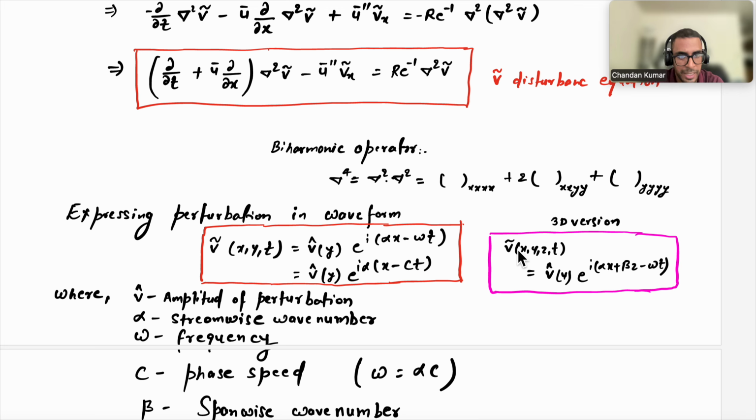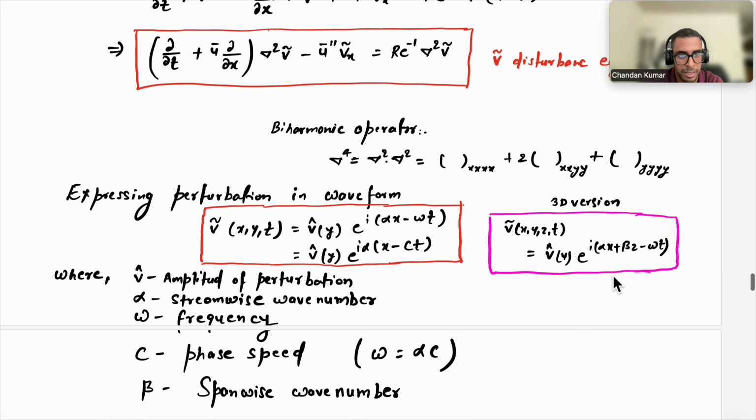When we consider the 3D case, where the perturbation is a function of x, y, z, and t, we express this perturbation with the amplitude, and in the wave part of this equation we have alpha x and beta z. Beta z tells us that this perturbation can change in the span-wise direction. So this is a 3D version of the same perturbation, where beta is the span-wise wave number.